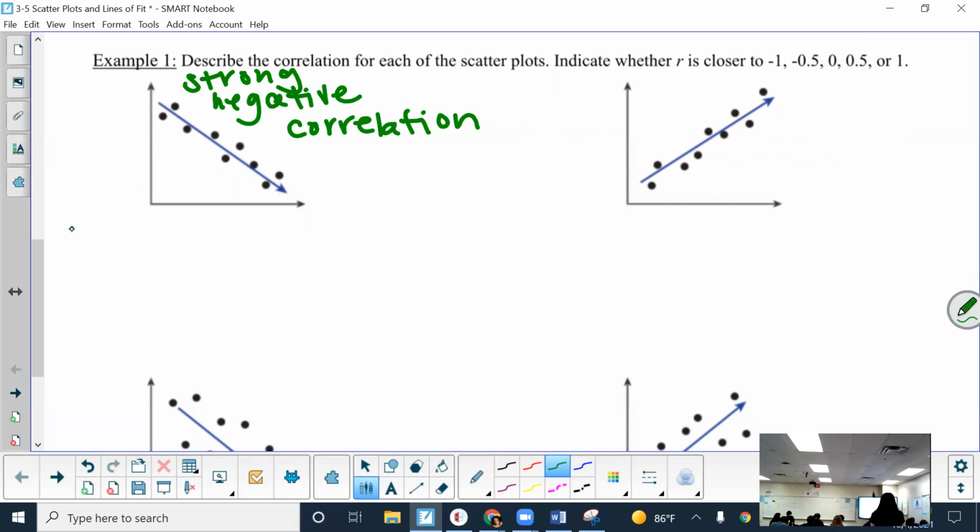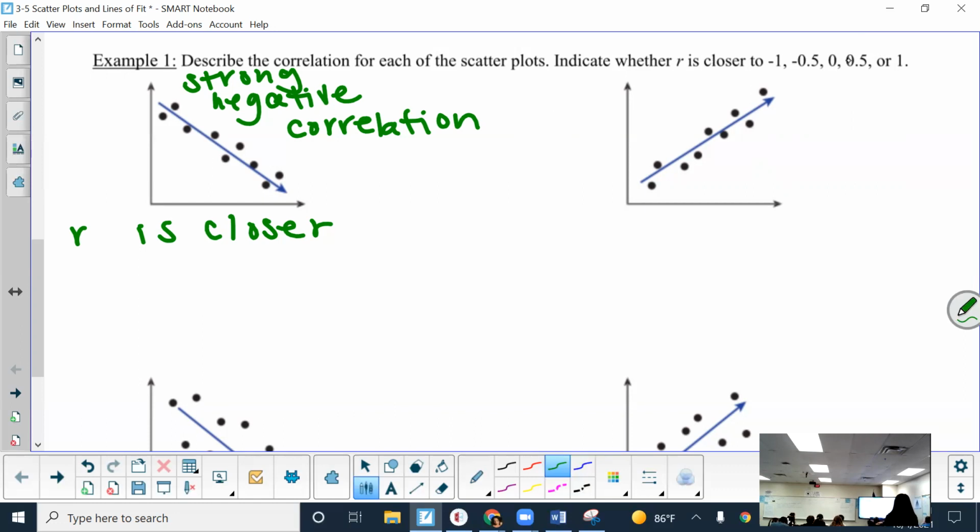Now we have to estimate the R value. I know on your test, it'll give you like 4 options, pick the best one. For this one, it gives us 5 options. So -1, -0.5, 0, 0.5, or 1. Which one do you think it'll be closest to? What do you think?